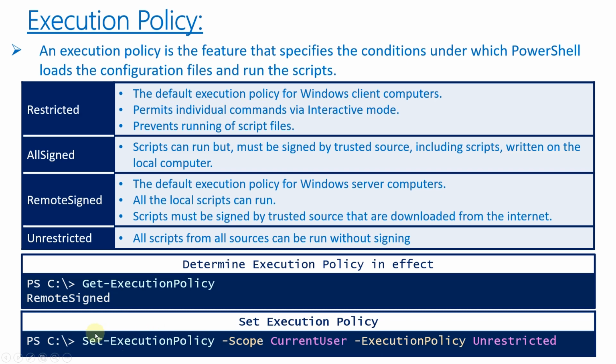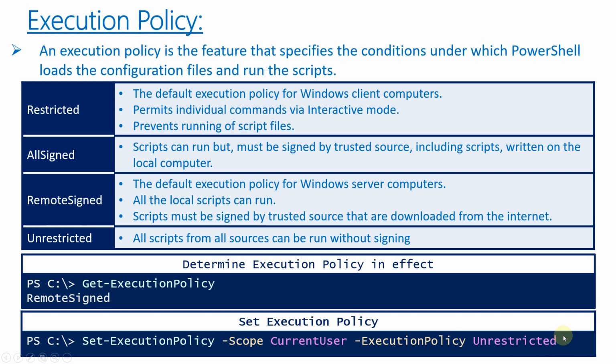And if we want to change it to any other execution policy, then this is the cmdlet. We have to use Set-ExecutionPolicy and we have to use the scope. So scope either can be current user or any other value we can use, and we can use the execution policy and we can give the value from this list. So either it can be restricted or all signed or remote signed or unrestricted. So the scope part is not mandatory here, but when you are setting the execution policy, this is the mandatory thing. You have to use the execution policy and you have to give the value of execution policy.